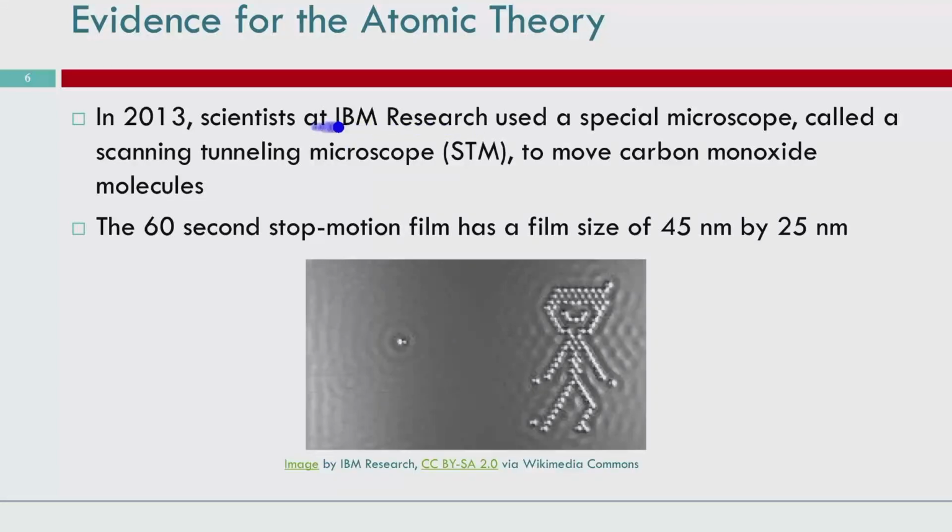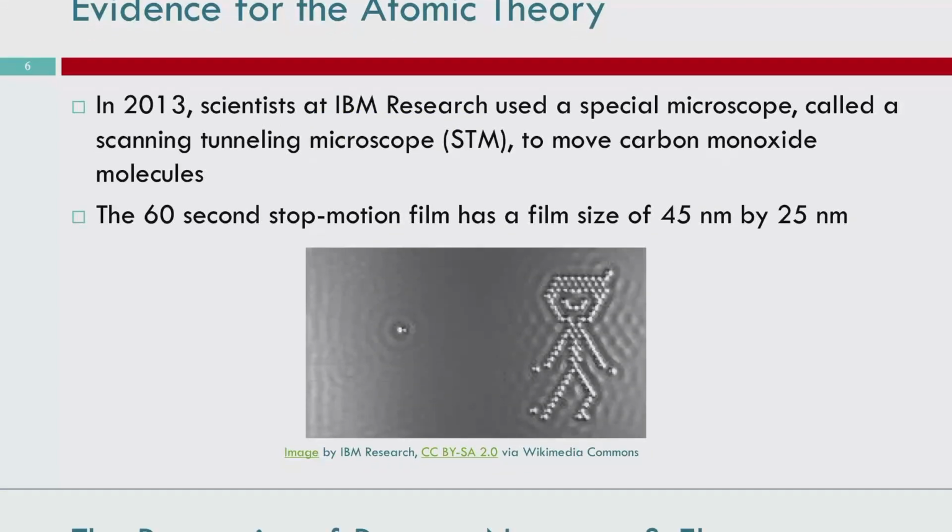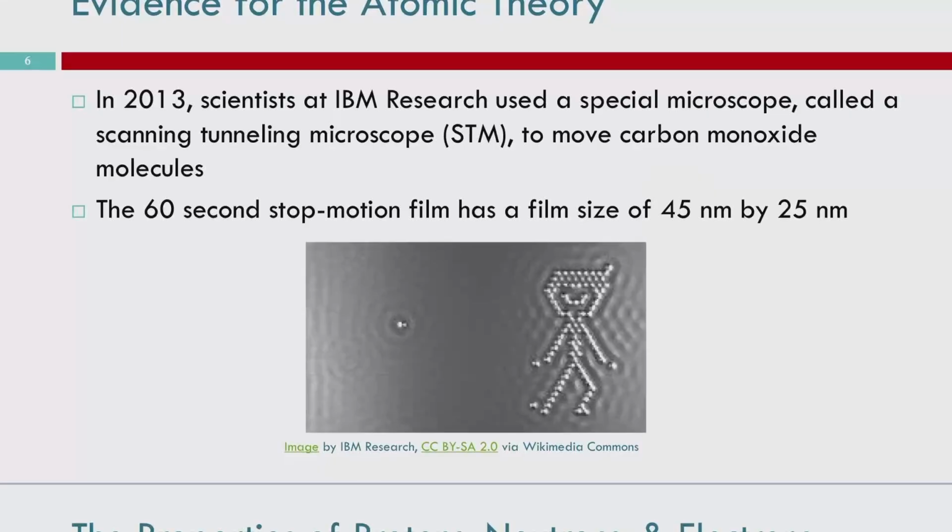Scientists at IBM have done similar things. They used a fancy tool called a scanning tunneling microscope, and they moved carbon monoxide molecules. They made a stop motion video called, I think, A Boy and His Atom, something like that. The film size is 45 nanometers by 25 nanometers.